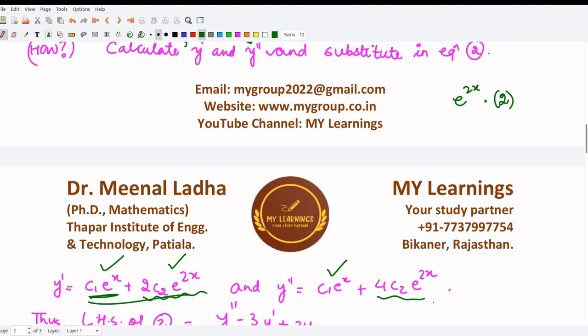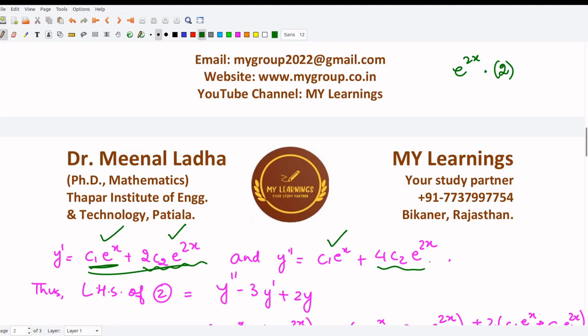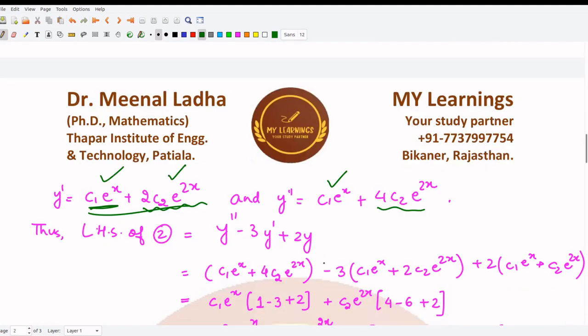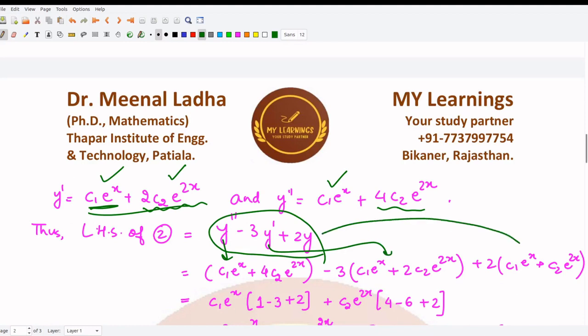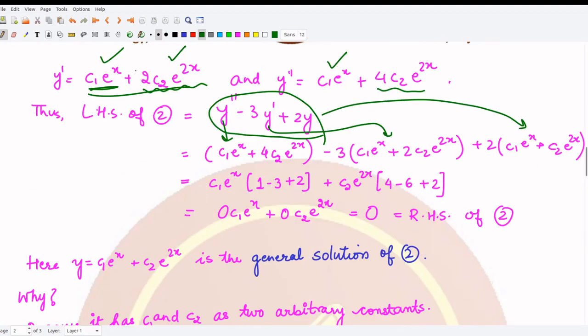You can verify this thing. So now once you obtain the first derivative, second derivative, and the value of y, you can substitute all these values in the left hand side of your given differential equation. So substituting the value of y double dash, y dash, and y here, and then taking the terms which are common.